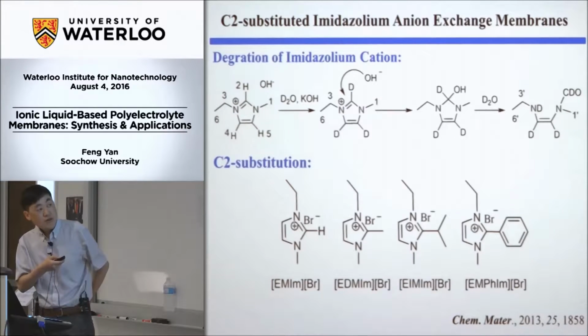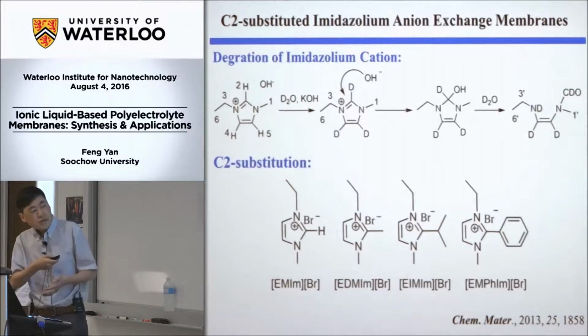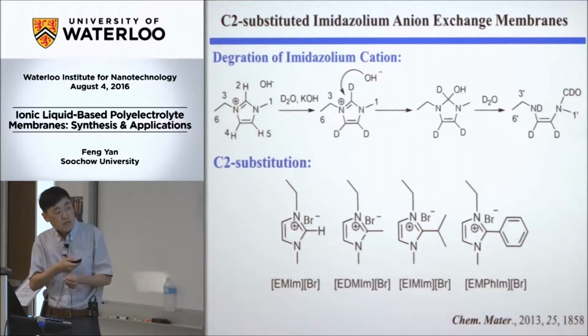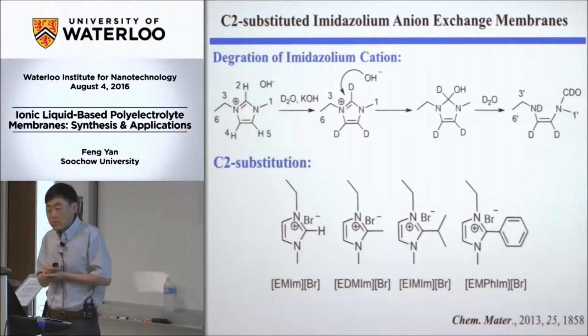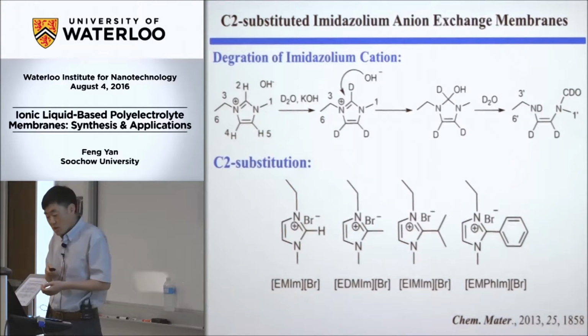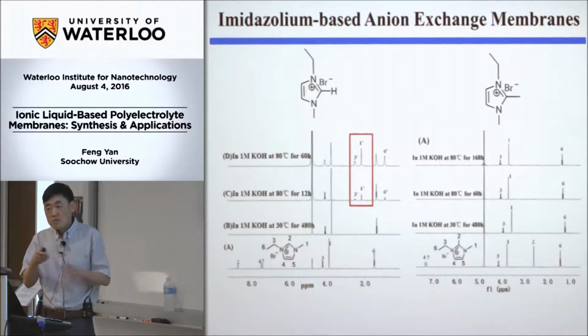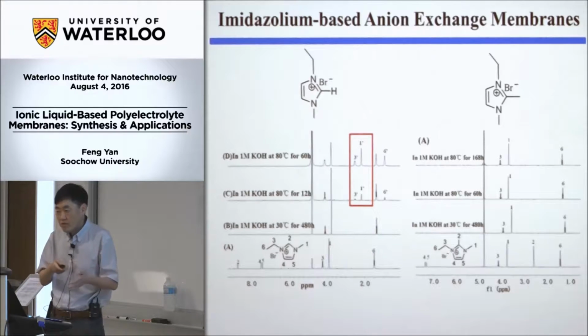And from the NMR, we found that this kind of cations is not so stable. The ring-opening reaction will happen at the C2 position. Therefore, to overcome this problem, we functionalize with this kind of groups just to protect the C2 position. And from the NMR, you can see very clearly, if this is unprotected, new peaks can be observed. That means some side reaction happened. If here is protected and you cannot find the new peaks, that means it's quite stable.